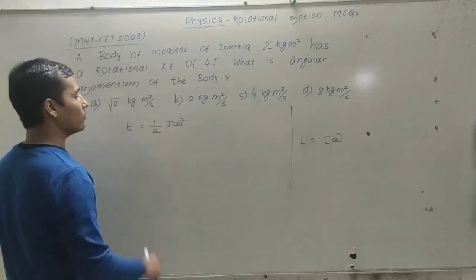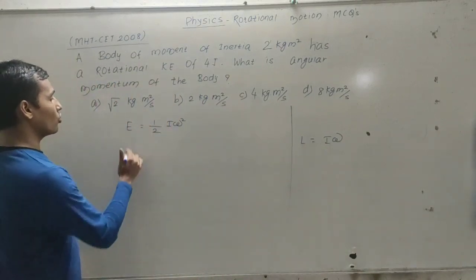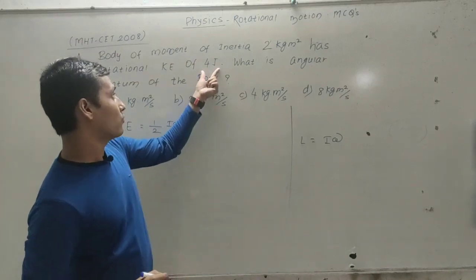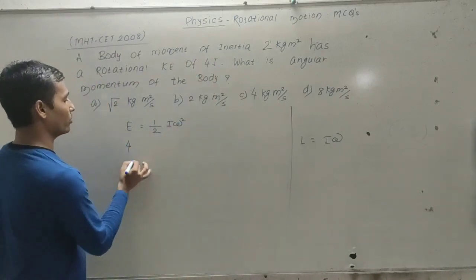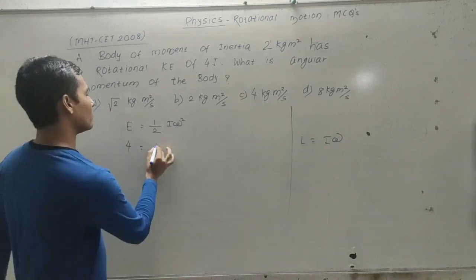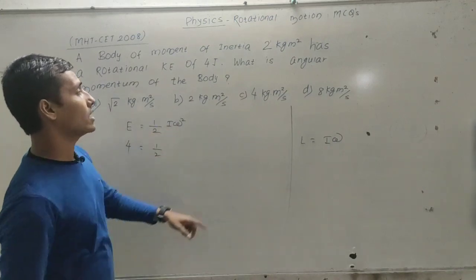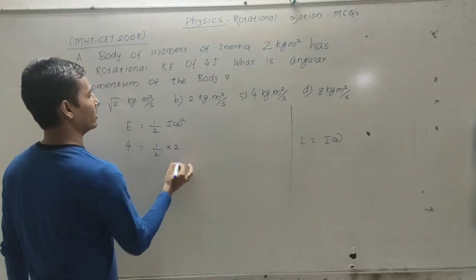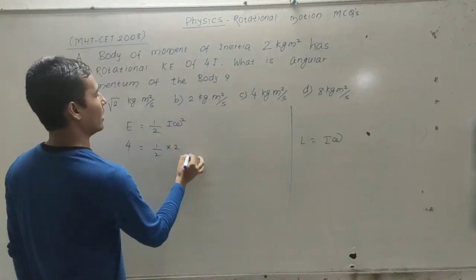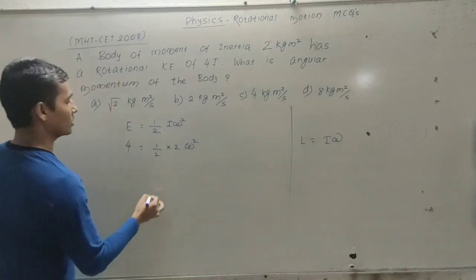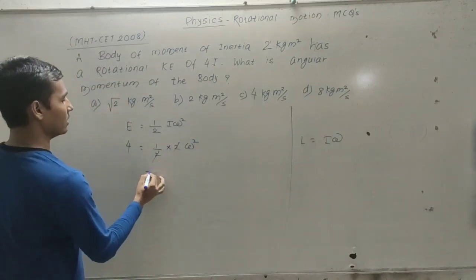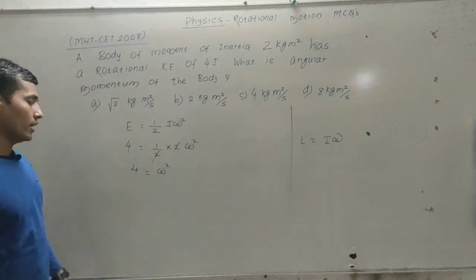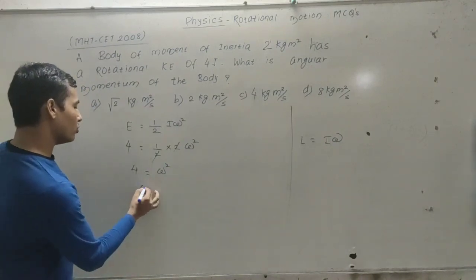So E is equal to half I omega square. What is E? It is the kinetic energy of the body, which is 4 joule. So I am putting this value 4 here, and the value of moment of inertia, that is 2 kg meter square. So it will be 4 is equal to half times 2 times omega square. So this 2 will get cancelled. So we have omega square is equal to 4. Therefore omega is equal to 2.